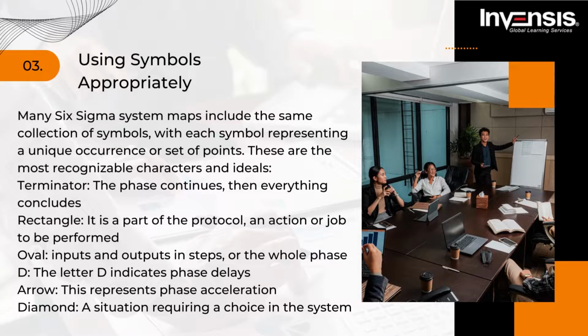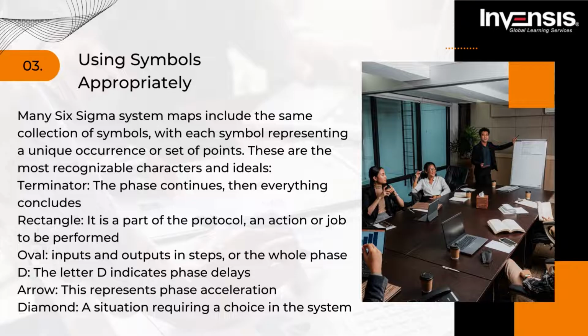Third is, using symbols appropriately. Many Six Sigma system maps include the same collection of symbols, with each symbol representing a unique occurrence or set of points. Paint these symbols on each process level, and verify that the whole team knows the significance of each symbol. These are the most recognizable characters and ideals.